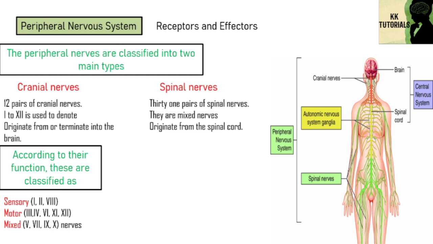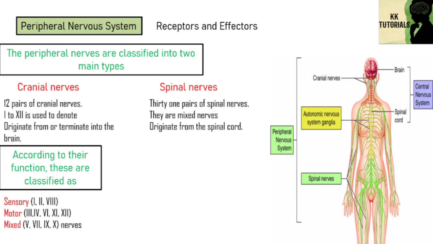Spinal nerves. 31 pairs of spinal nerves originate from the spinal cord. They are mixed nerves and they provide two-way communication between the spinal cord and part of upper and lower limbs, neck, and trunk. As we saw, human nervous system is divided into CNS, PNS, and ANS.